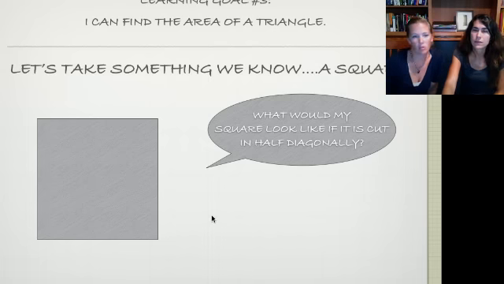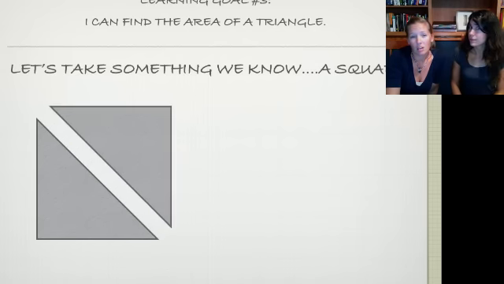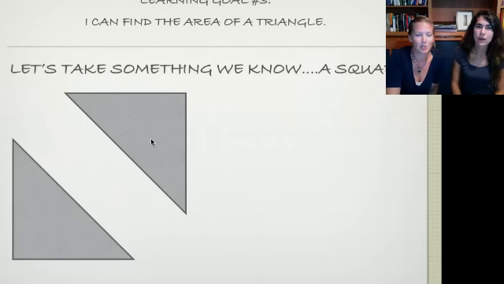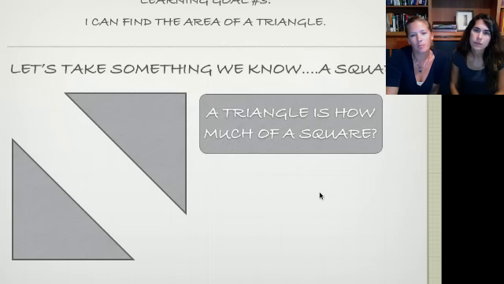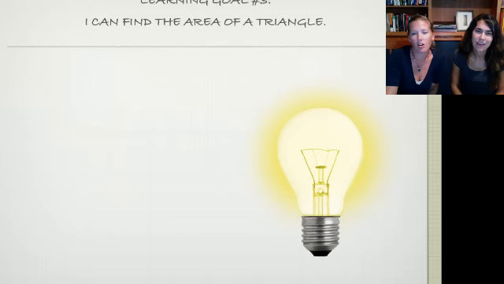What would my square look like if it's cut in half? So if you think about drawing a line and cutting it diagonally, so I've drawn this line here, it's the same exact square, I've just drawn this line, and if I separate those, what does it become? Do you see? How cool is that? Two triangles, right? So a triangle is how much of a square? If I have just one piece of it, how much of that square is it? Hopefully you got that. 1/2. It's just a half of a square. That's all there is to it.